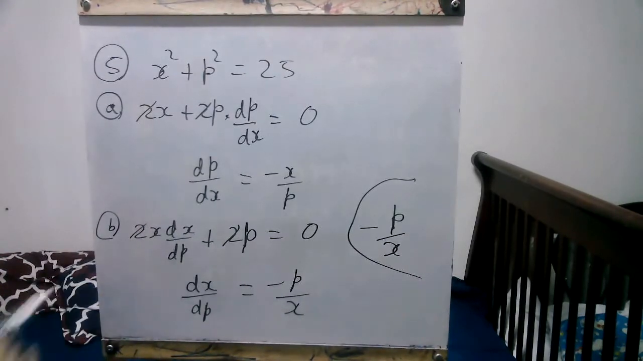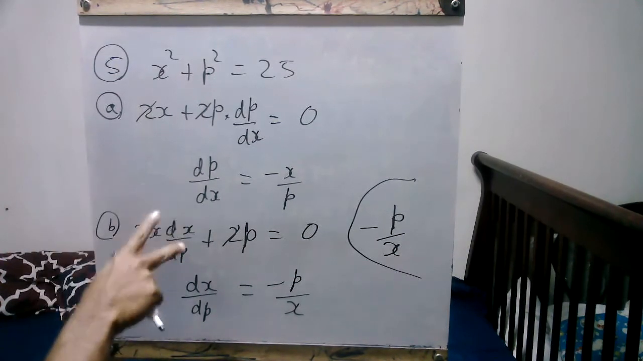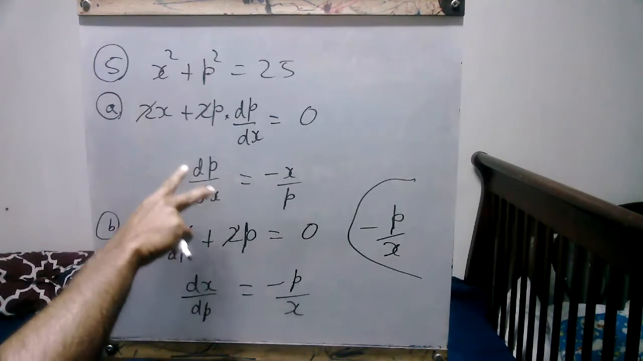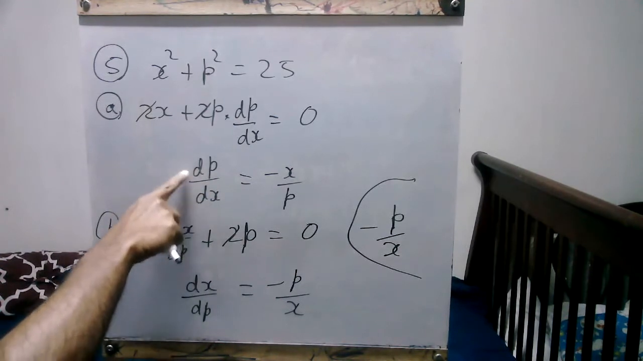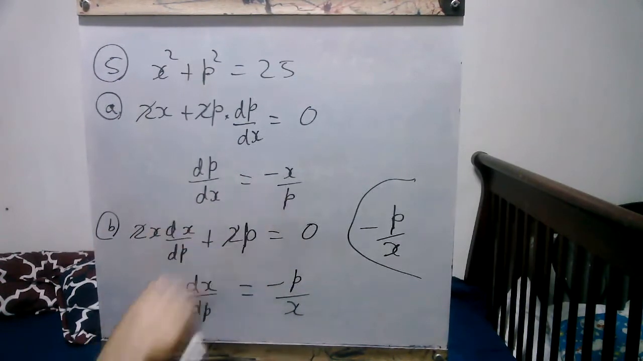In this case, the equation is not too complicated. Simplification is not hard. It's not a big deal to differentiate this. But in case you get a complicated equation, and you are asked to find both dp/dx and dx/dp, you can use the property I just told you. Just get the reciprocal.